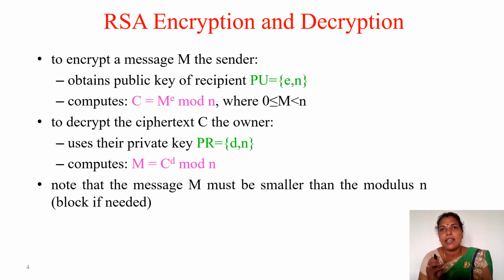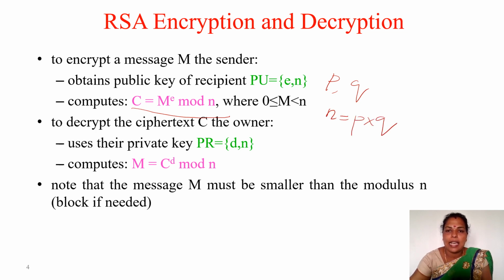So here E, N is the public key, that is, the encryption key, and the sender has to compute the value C equal to M power E mod N. In the key generation process, the sender and receiver always have to choose large prime numbers, that is P and Q, two large prime numbers. Then they have to compute the value N equal to P times Q. That is the N value.